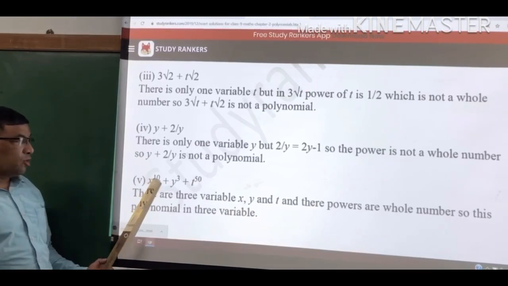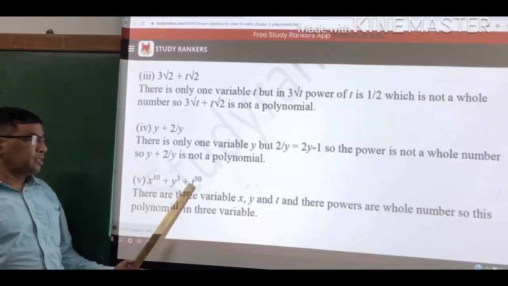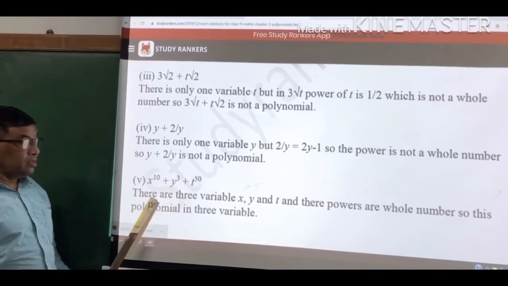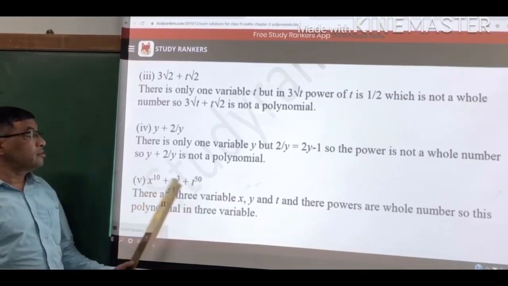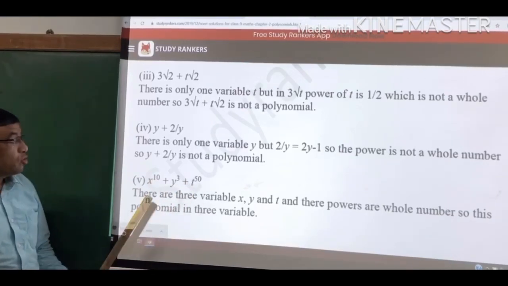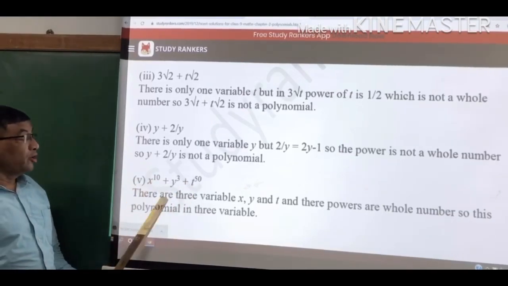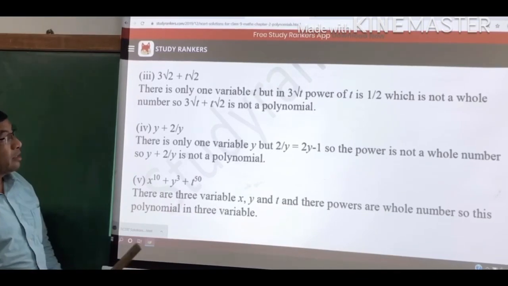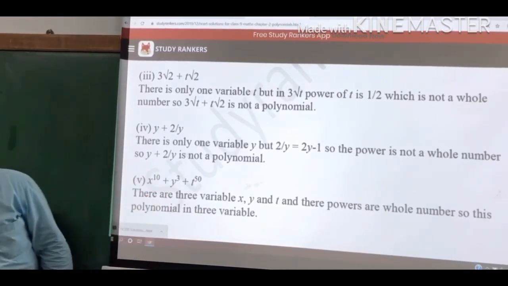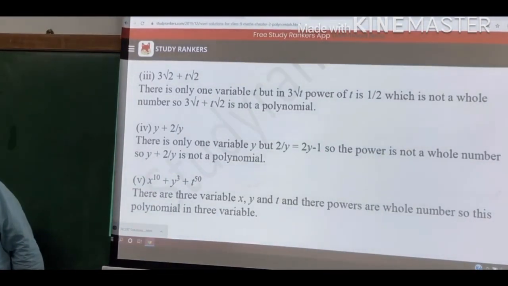Now x raised to 10 plus y raised to 3 plus t raised to 50. All there are three variables, and all having the powers whole number only, 10, 3 and 50, and so it is a polynomial in three variables. So this way we can see the questions further now.